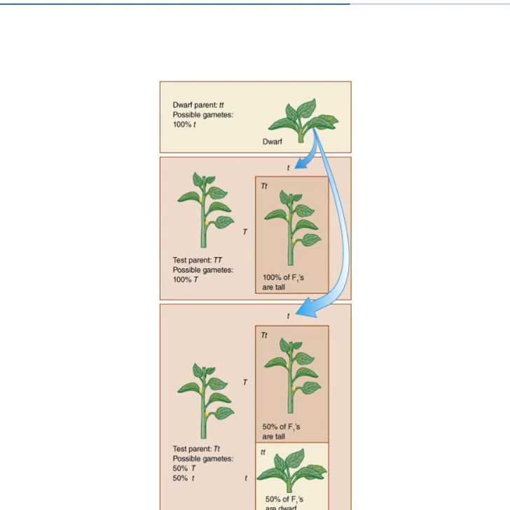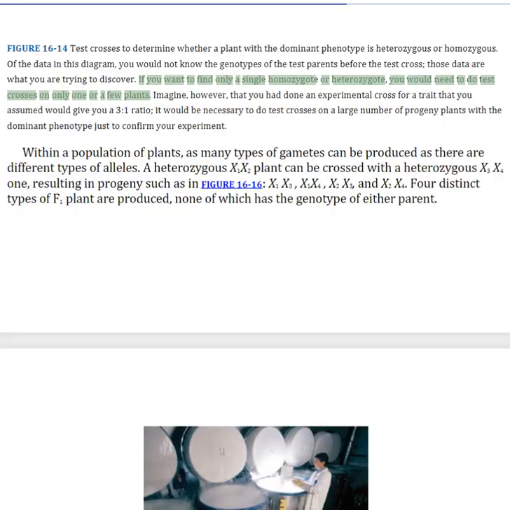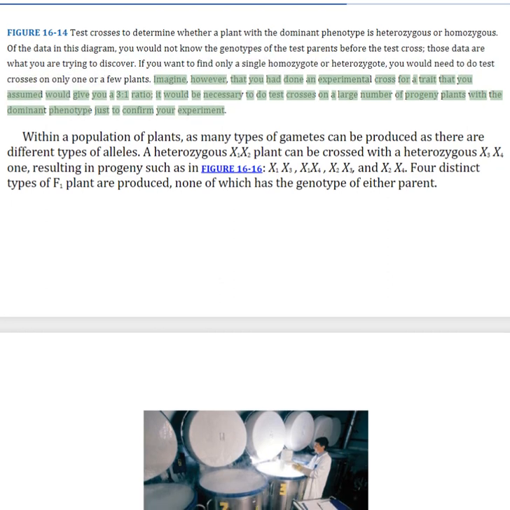Figure 16.14: test crosses to determine whether a plant with the dominant phenotype is heterozygous or homozygous. Of the data in this diagram, you would not know the genotypes of the test parents before the test cross. Those data are what you are trying to discover. If you want to find only a single homozygote or heterozygote, you would need to do test crosses on only one or a few plants. Imagine, however, that you had done an experimental cross for a trait that you assumed would give you a 3:1 ratio. It would be necessary to do test crosses on a large number of progeny plants with the dominant phenotype just to confirm your experiment.